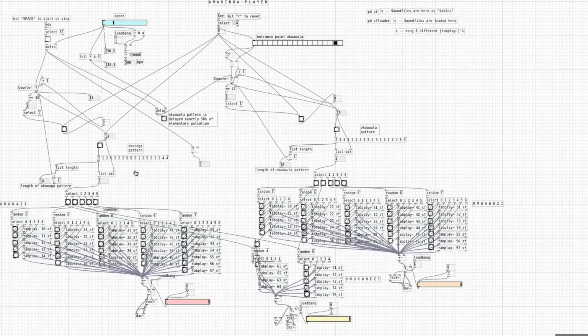Here is my Okunaga pattern. This is the first pattern. It has 18 notes, and here's the sample player part. Now here's the second player, here's the second sample player and the other pattern.